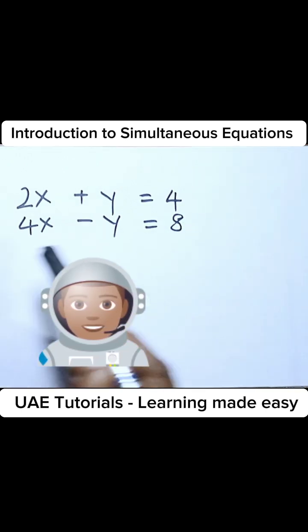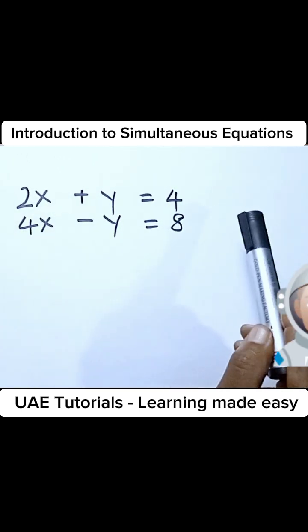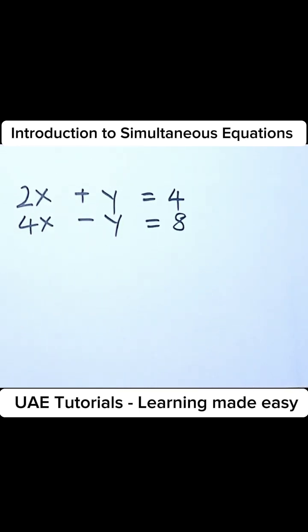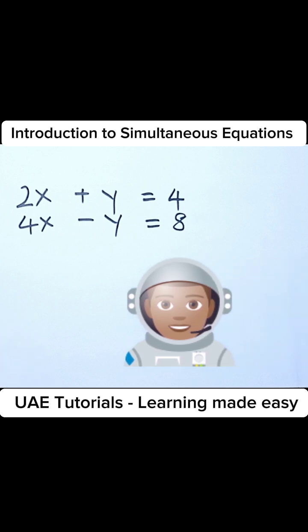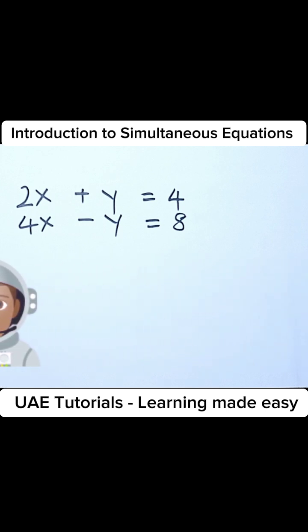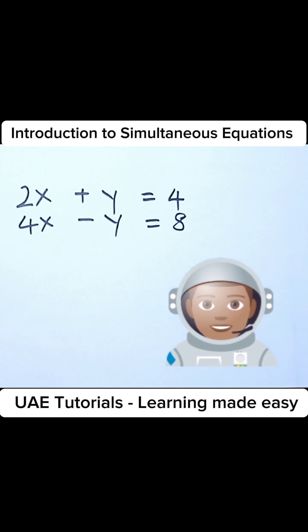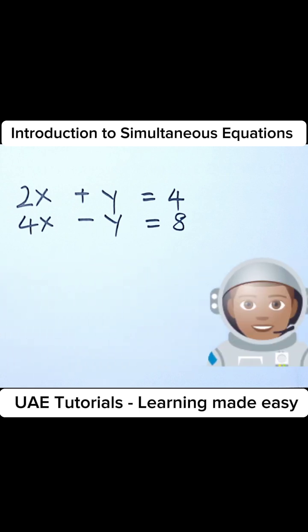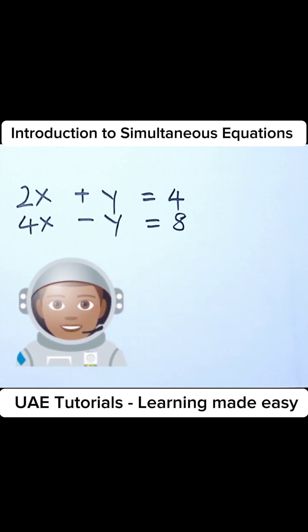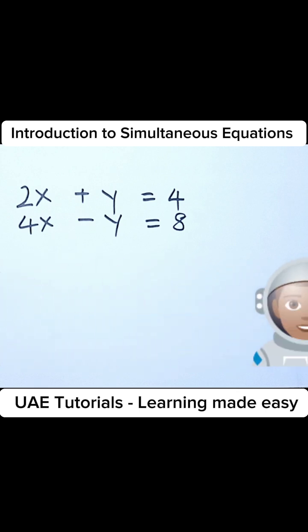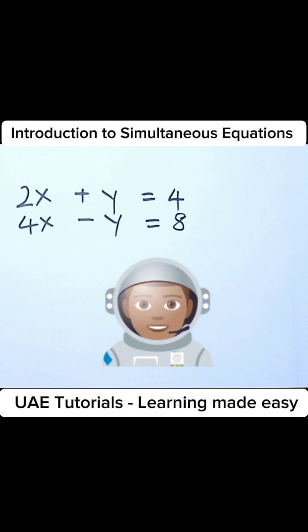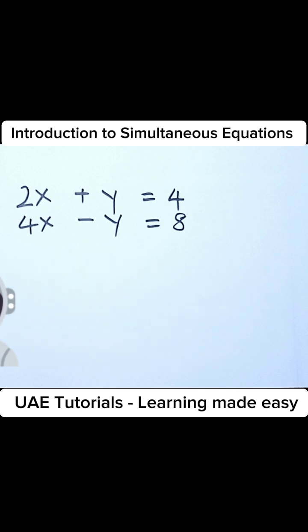If you see these two equations I have here, each of them is a simple linear equation. But in this case, we have two equations. That's why they are called simultaneous equations. Simultaneous means two things that happen at the same time. Like I always say, in real life, simple equations may not be enough to describe everything that happens around us. So you have what is called simultaneous equations.